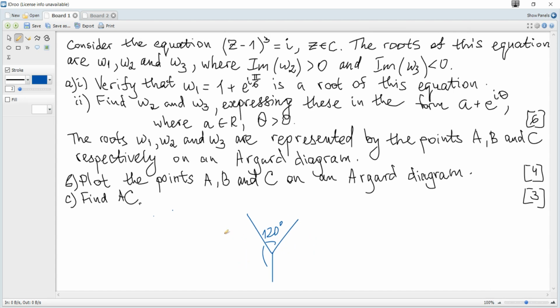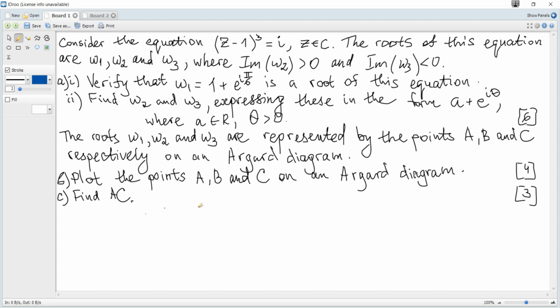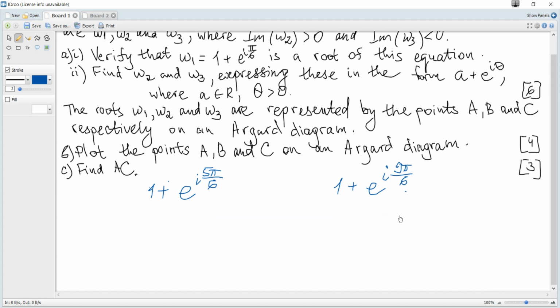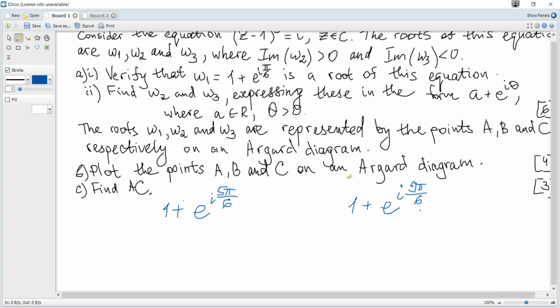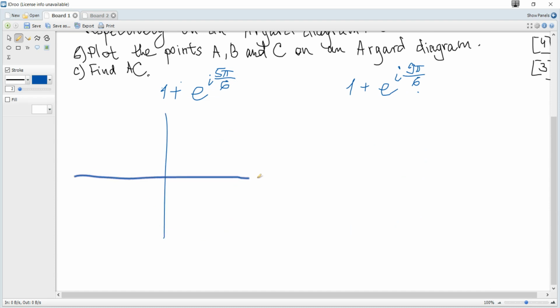Hence, the next root is 1 plus e to the power of i times the first root, which is pi over 6, it's 30 degrees. Hence the next is 30 plus 120, it's 150 in degrees, or 5 pi over 6. And the third one is 1 plus e to the power of i times 30 plus 240, it's 270 degrees, or 9 pi over 6. And we need to find out which is omega 2 and which is omega 3, and also we need to plot them on a diagram.